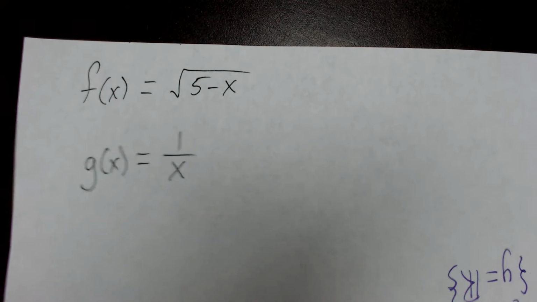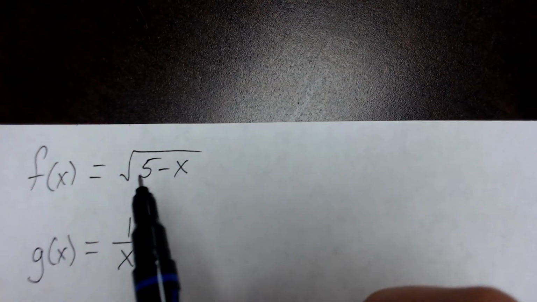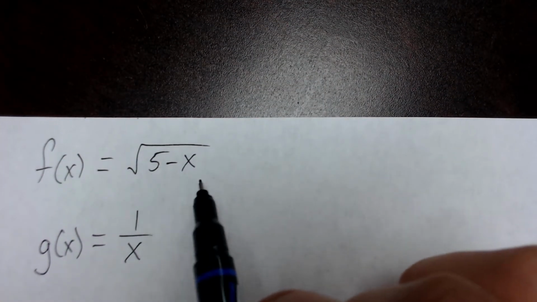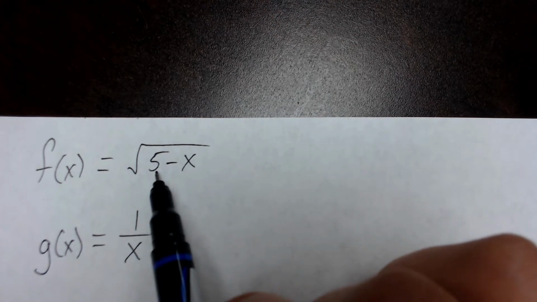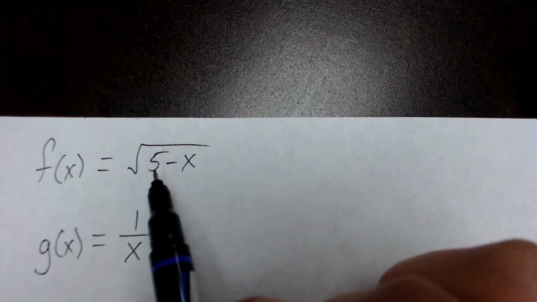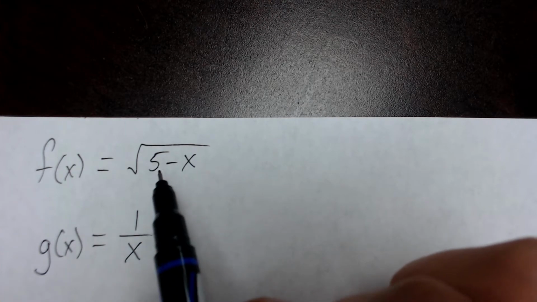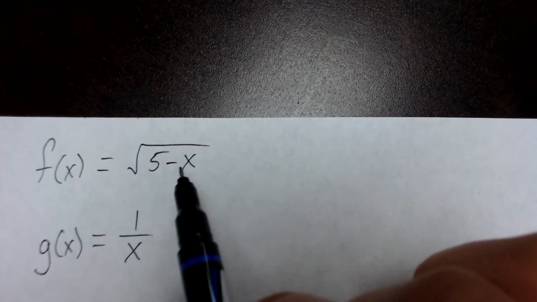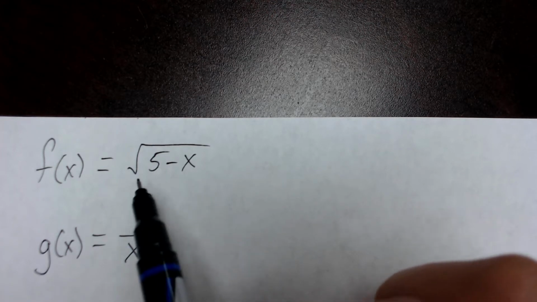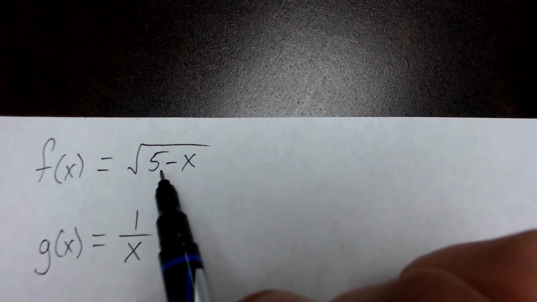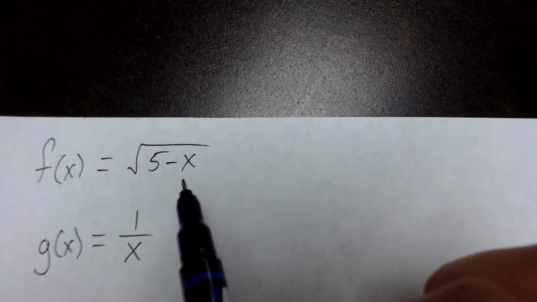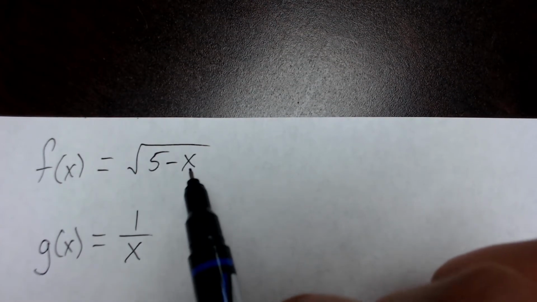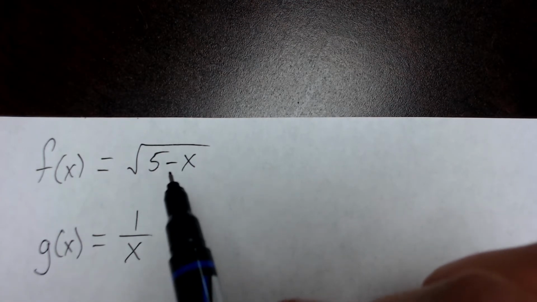For the radical, if we cannot have a negative number in this radical, we have to ask ourselves, what value of x would make this number negative? Well, if we do 5 minus 1, we still have a positive number. If we do 5 minus 2, still positive. 5 minus 3, still positive. But if we did 5 minus 5, we're at 0. That's okay. Now, what if we did 5 minus 6? If x were 6, then the number would be a negative.